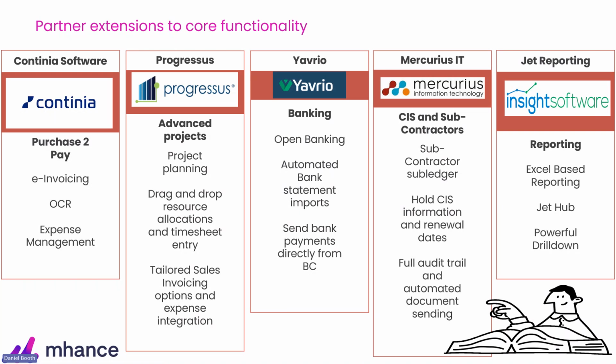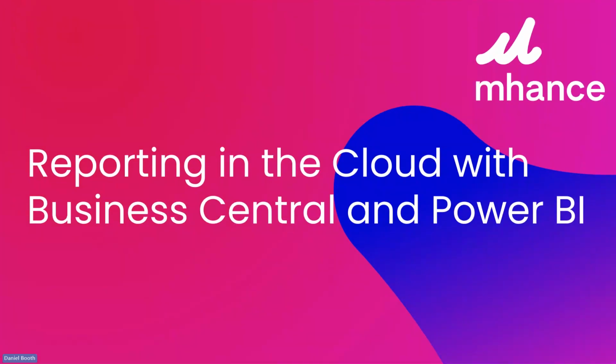But one specifically for the customers, who I think most of them will be on this call, is Mercurius IT around CIS subcontracting. So subcontractor ledgers hold information and renewal dates, with a full audit trail of all the documents that have been sent. It allows you to see where they are, what they're doing at a time, and links in with the other modules in Business Central so that you can really control your CIS subcontractors and have the information that you need on them to hand. So we're really looking at using what's out there as well as our own extensions to provide you as a customer your utopia position. And then we move into the reporting side of things.